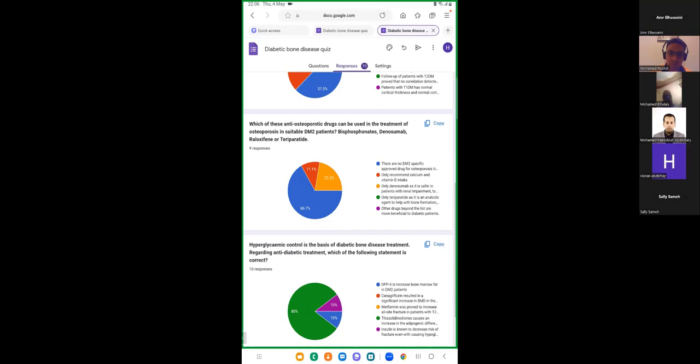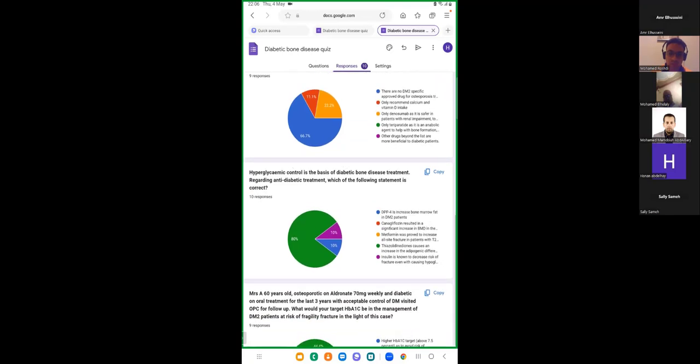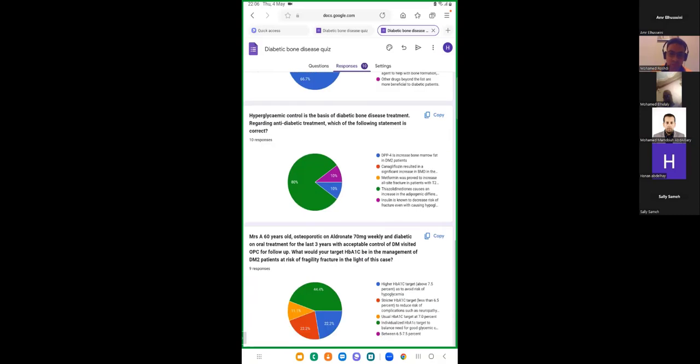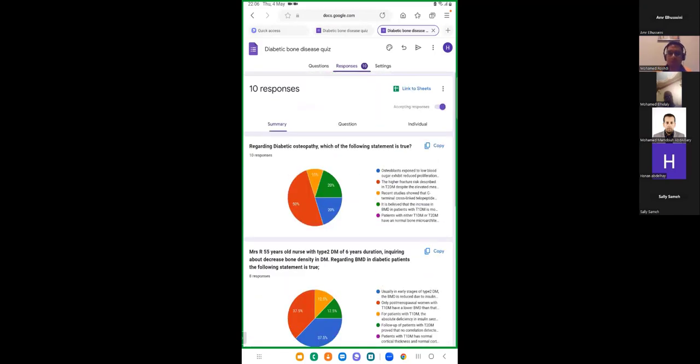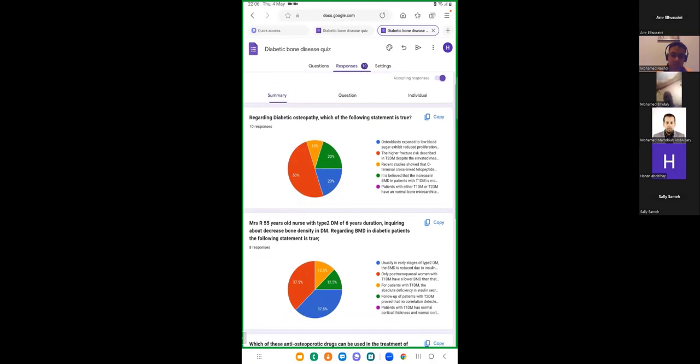For the question on which anti-osteoporotic drug can be used as a treatment for osteoporosis in type 2 diabetes, the right answer rate was about 66.7%. There is no special treatment or approved drug for type 2 diabetes. For hyperglycemic control, the right answer rate was about 80%. Also, for the last question, Mrs. A, 60, osteoporotic on alendronate, the right answer rate was about 44.4%. For the very first question, the right answer rate was about 50%.